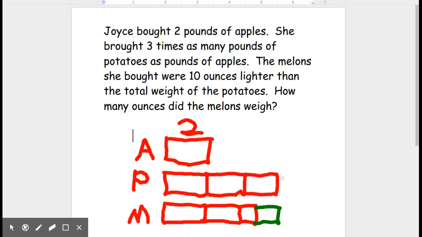So let's figure out how many potatoes she bought. Turn and talk to a partner, pause the video, and try to decide how many potatoes she bought. And we'll start it up again. Hopefully you talked to your partner and decided that this is 2, and this is 2, and this is 2. So she bought 6 pounds of potatoes.